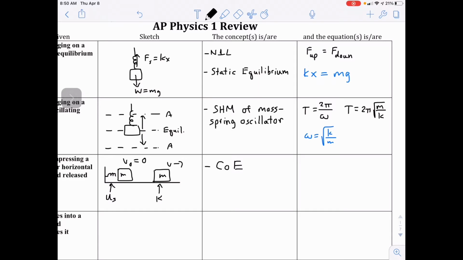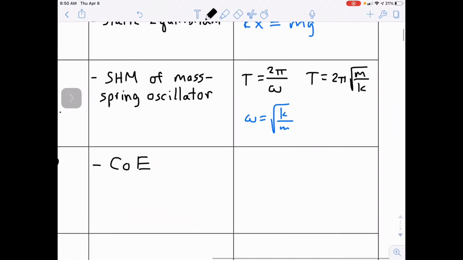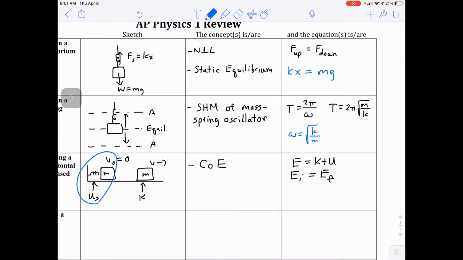Now, the main equation you have to know is total energy equals kinetic energy plus potential energy, and that total energy initial equals total energy final. That you have to know. What you need to know how to derive in this particular scenario is that the initial energy in this case would be spring potential energy, which is 1/2 kx squared. And the final energy would be kinetic energy, in this instance, 1/2 mv squared.